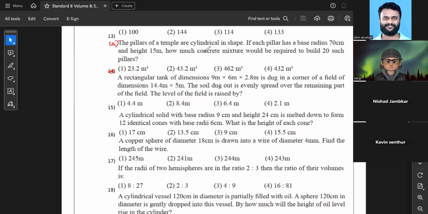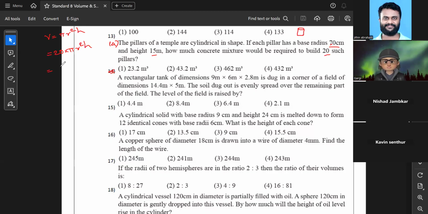The pillars of a temple are cylindrical in shape. If each pillar has a base radius of 70 centimeter and height of 15, how much concrete would be required to build 20 such pillars? So concrete is required inside the cylinder. So inside the cylinder, we need to find how much volume will be present. The volume formula, as you know, is pi r square h. Like this 20 such pillars we are going to design, which means the amount of concrete required is basically 20 times pi r square h.